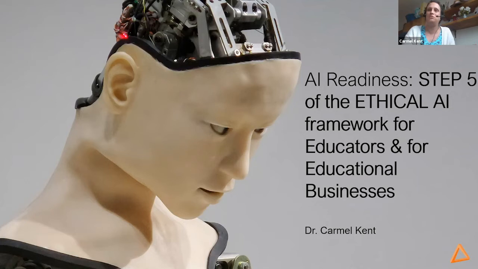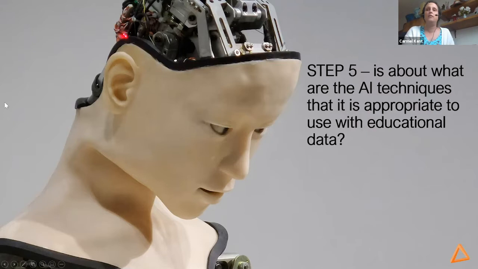We are at step five in our ethical framework, like we always say, which is all about ethical readiness for AI. So until now, we held for each step of our framework one webinar aiming at schools, universities, and teachers, and another webinar aiming more at educational businesses. For step five, which is all about AI techniques themselves and the challenges and opportunities around modeling, we felt it makes more sense to hold two webinars. So today and the next part would be on Thursday, both aiming at both educational businesses and educators.